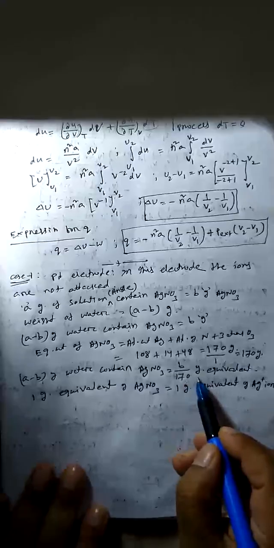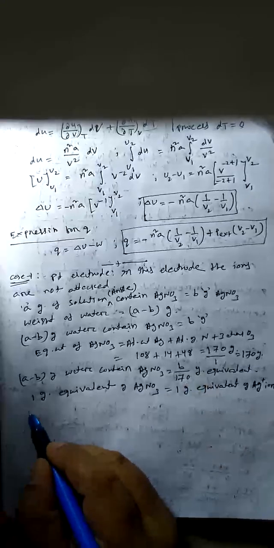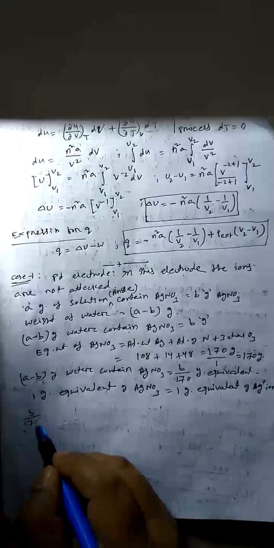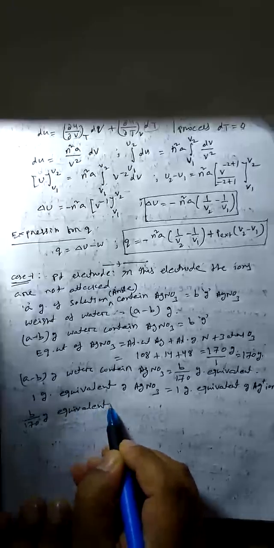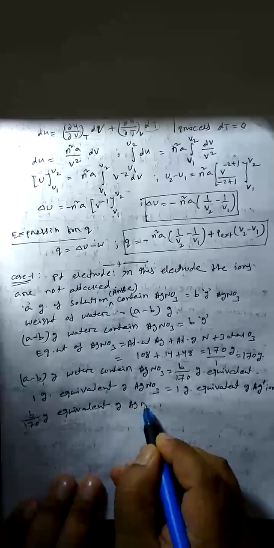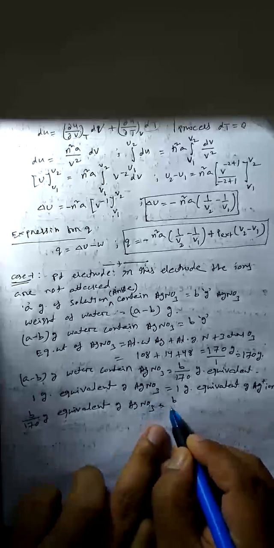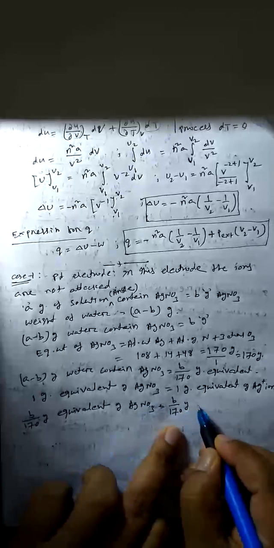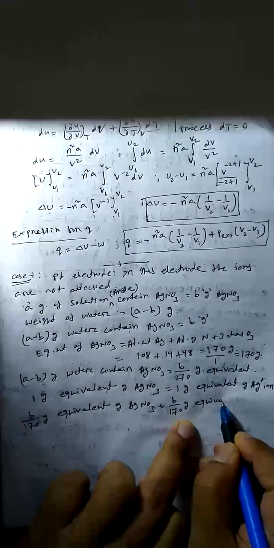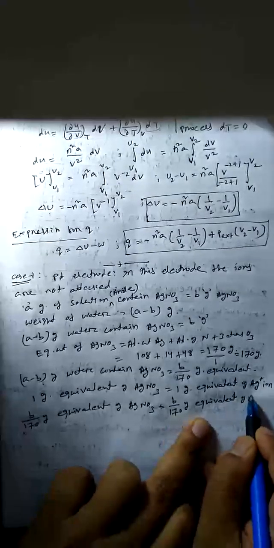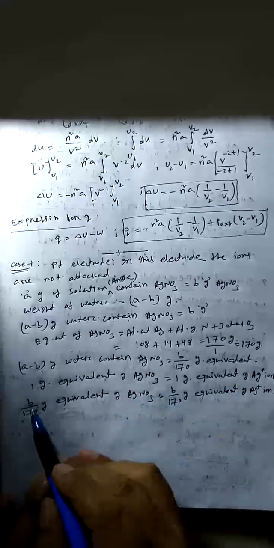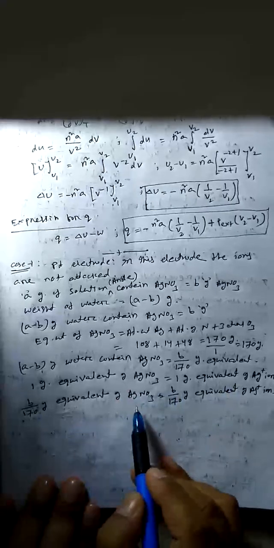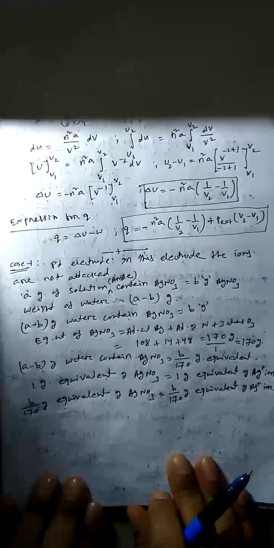So whatever gram equivalent of silver nitrate is present, then B by 170 gram equivalent of silver nitrate contains B by 170 gram equivalent of silver ion. Okay, 1 gram equivalent of silver nitrate contains 1 gram equivalent of silver ion. So B by 170 gram equivalent of silver nitrate contains B by 170 gram equivalent of silver ion.